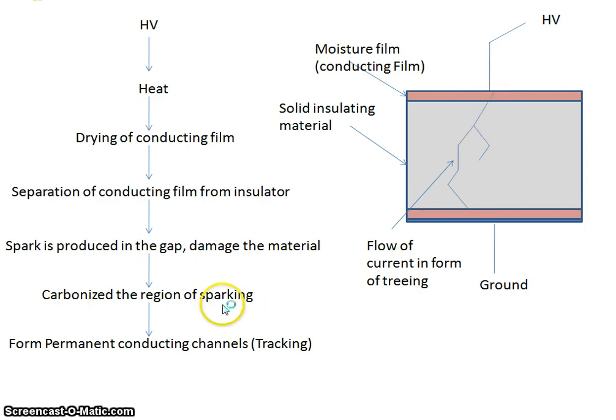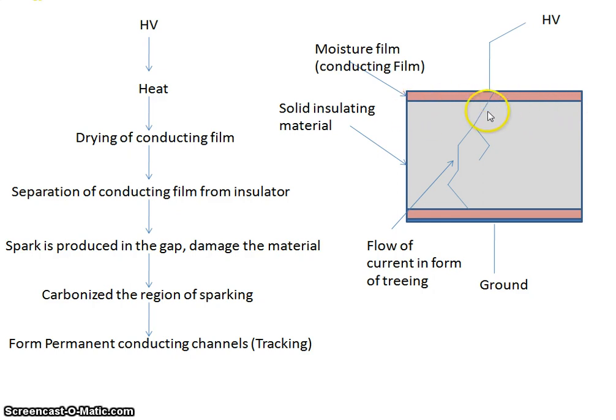Now because of this carbonized region, it forms permanent conducting channels, which are known as tracks. This is the track, produced by this type of sparking. This is a single track I have seen. There are a certain number of other tracks also produced.